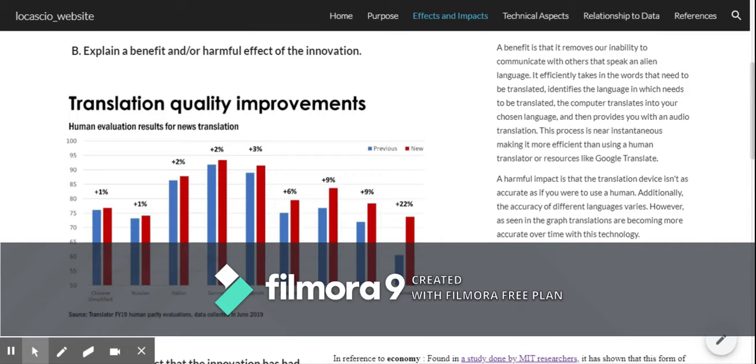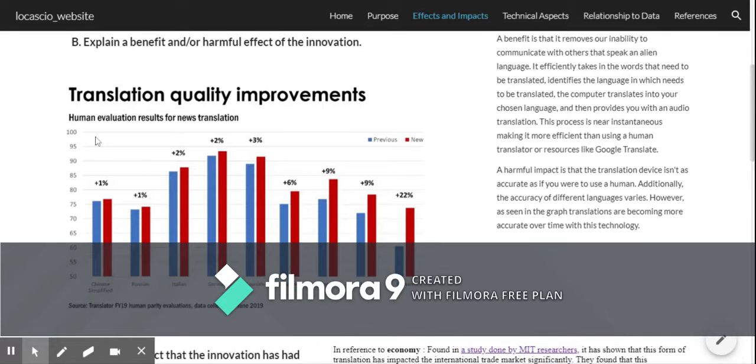The harmful impact mostly has to do with the inaccuracy of some translating applications. To the left over here, this is an image of a graph that shows the improvements of translation accuracy in accordance to different languages. Some languages are harder to work around in the translation process as different contexts create a huge barrier in this specific technology. This picture shows improvements that are being made, which is important in understanding the accuracy of language translators.